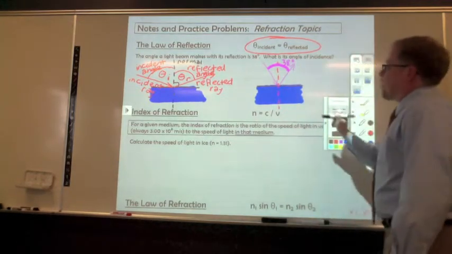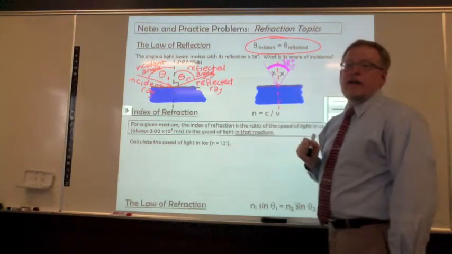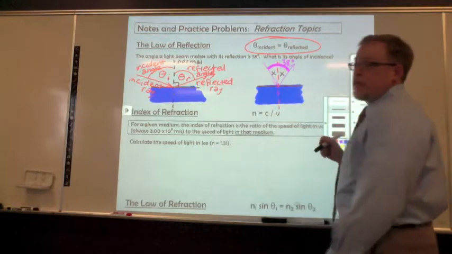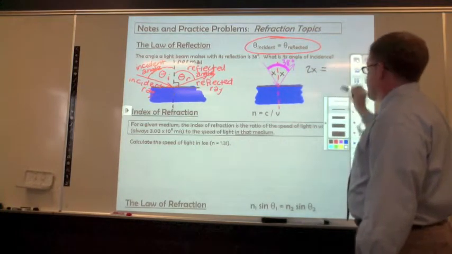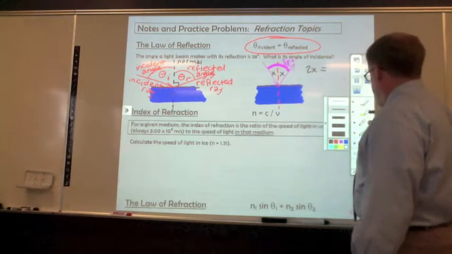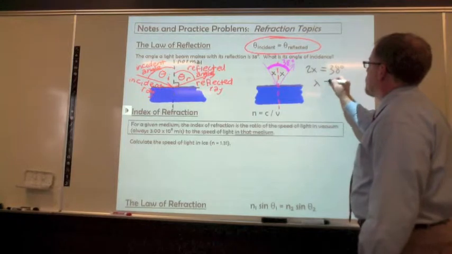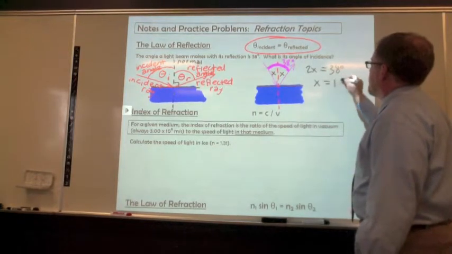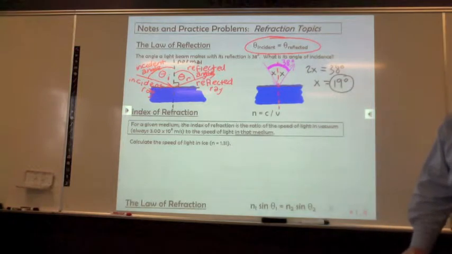And since the angle of incidence and angle of reflection are the same, I'm going to let both be indicated by the variable x. This tells us that 2x has to equal 38, and therefore x equals 19 degrees. There's our answer. Very straightforward calculation.